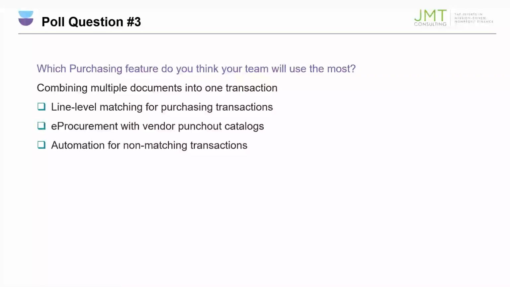And just as a side note on e-procurement, if you're interested in that, please let us know so we can let Intacct know and they can turn it on, I think, for some of the bigger vendors like Amazon and some others. It's not something that's readily available yet, but Intacct will do it. Oh, interesting, it's kind of close. Line level matching and automation, interesting. Thank you for that feedback.